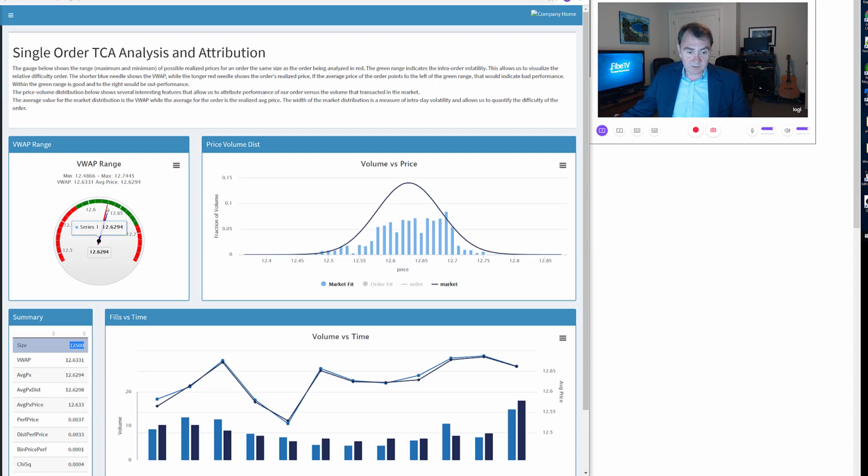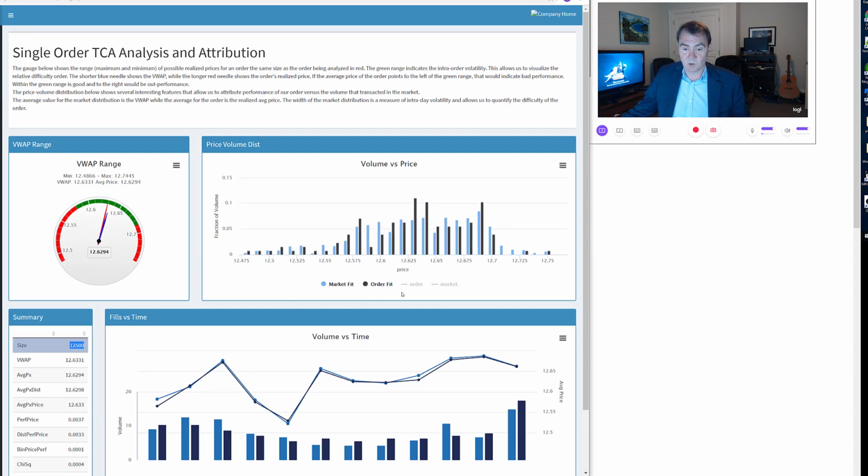The red needle is going to be the VWAP, so it's going to be this point right here, 12.6331 is the exact number, so this is just a fit to that data. And the blue needle is our average price, and we can see our average price was a little bit higher than the VWAP, and we can take a look at this chart to try to understand why.